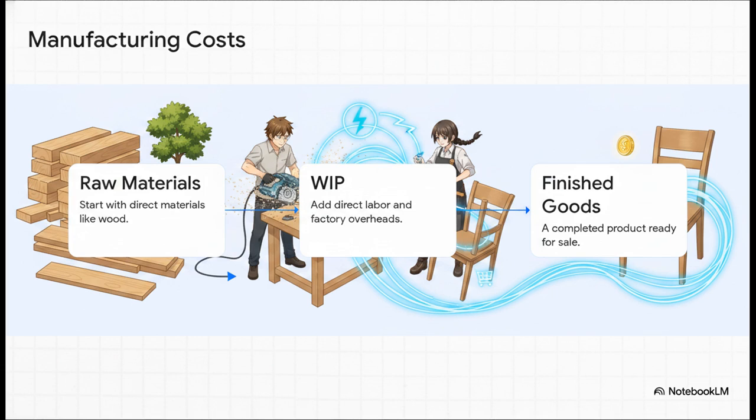Think of it like a giant puzzle. Step 1, raw materials. Imagine, say, a raw block of wood. Step 2 is work in progress, where direct labor and factory overheads are absorbed into the cost as you cut and sand that wood. And finally, step 3, finished goods, totally ready for sale. The ultimate goal here? Tracking this entire transformation without getting tangled up in super complex ledgers.